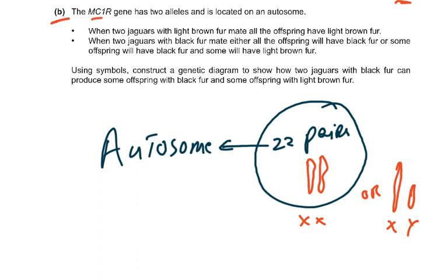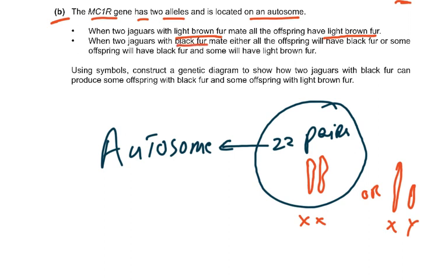And coming to the B part, the MC1R gene has 2 alleles. There are 2 alternative forms of a gene and is located on an autosome. When 2 jaguars with light brown fur mate all the offspring will have light brown fur. So light brown is what? You have to think about it.